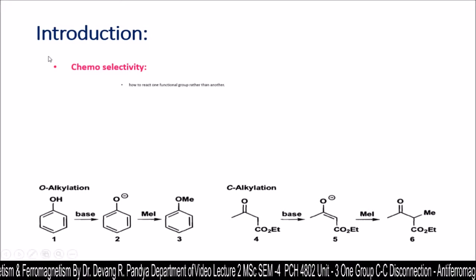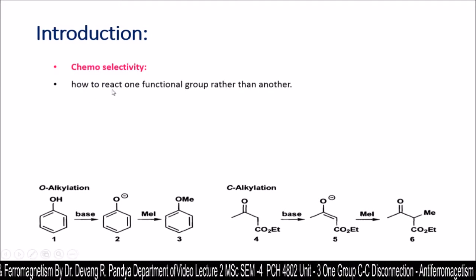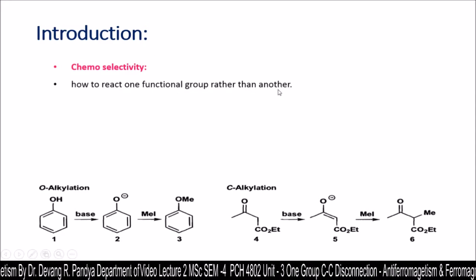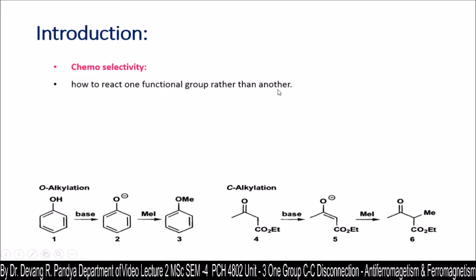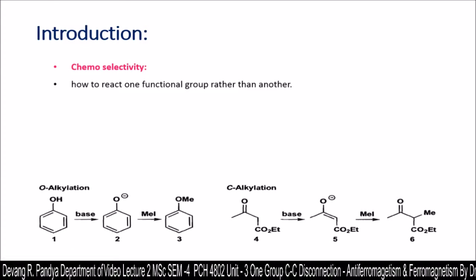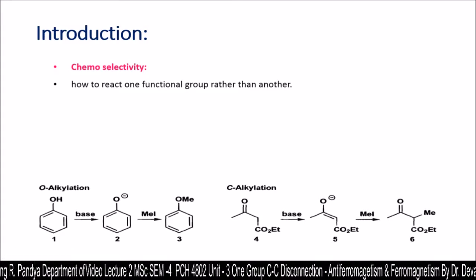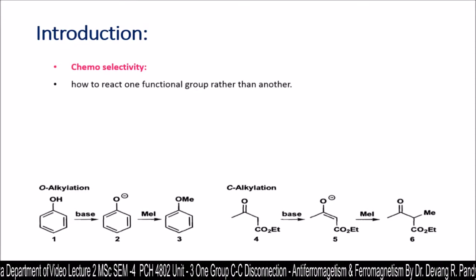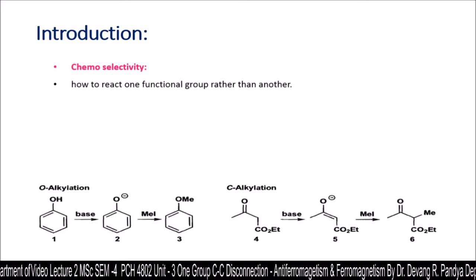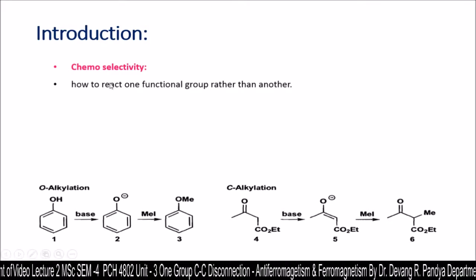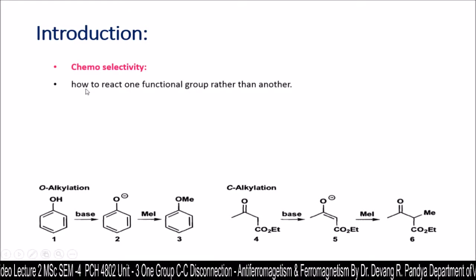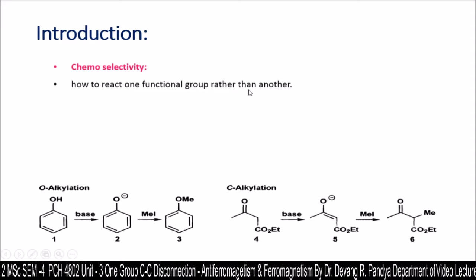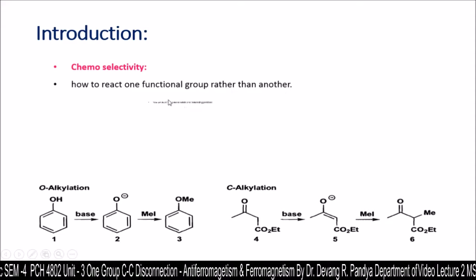Well, chemoselectivity is how to react one functional group rather than the other. If a compound has two or more functional groups, and one is more reactive and the other is less reactive, and you want to react the less reactive functional group, then it will be a little bit difficult. There we can use chemoselectivity, and therefore chemoselectivity is how to react one functional group rather than the other. That is known as chemoselectivity.